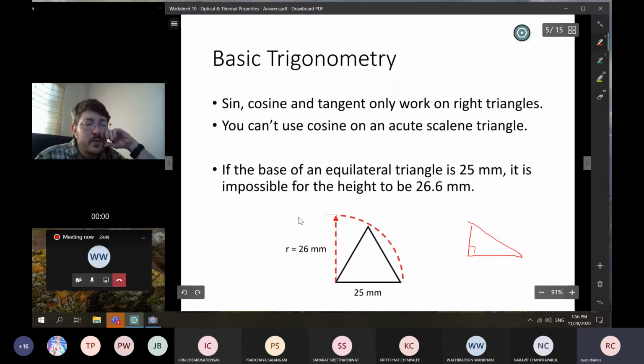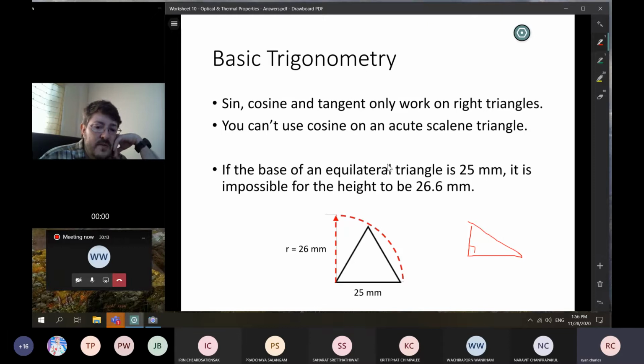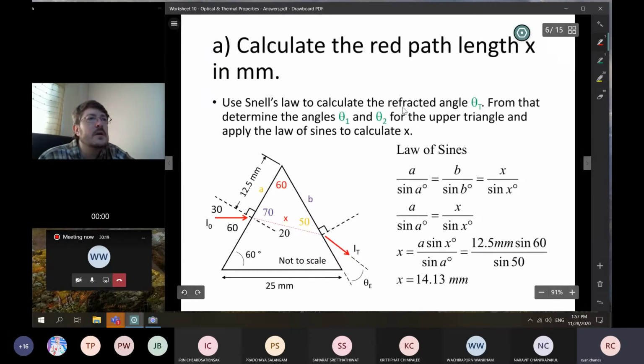People who were finding x in the past found numbers which were physically impossible, like finding x bigger than the base. You can't have that. That would be physically impossible for that triangle. So you always have to remember the basic laws of math, they still apply to materials problems. You can't violate laws of math to solve a materials problem. It doesn't work that way. So path length x: we know that this is 20, which means that this angle was 70.